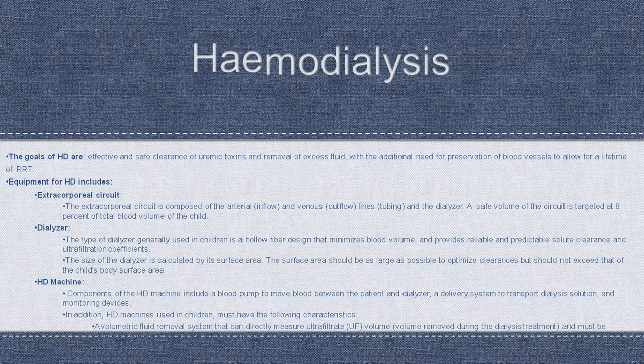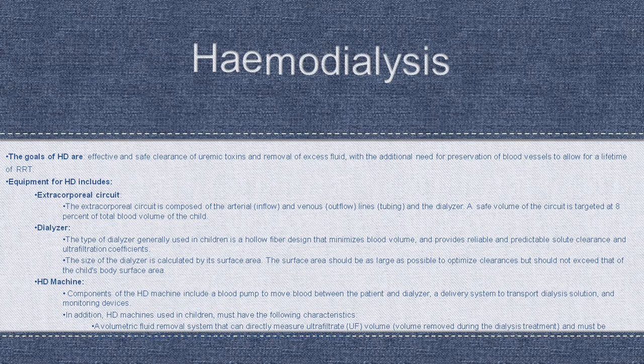The size of the dialyzer used is calculated by surface area. It should be as large as possible, but should not exceed that of the child's body surface area. In terms of the HD machine, the components include a blood pump to move the blood between the patient and the dialyzer, a delivery system to transport the dialysis fluid, and monitoring devices.